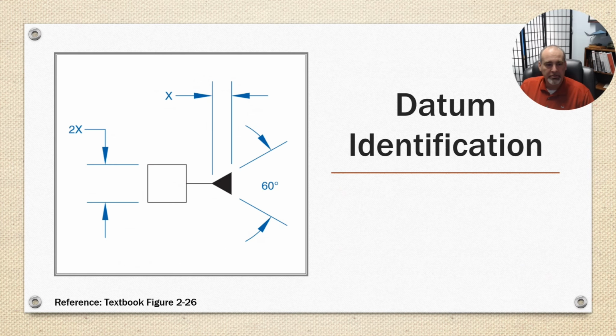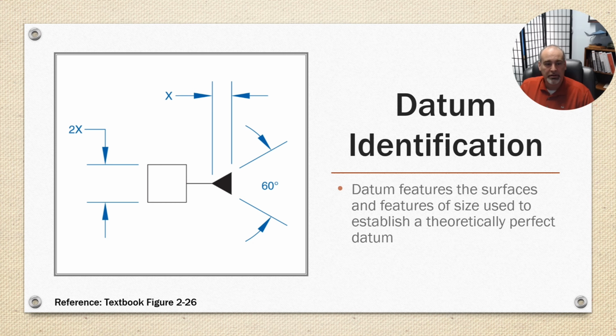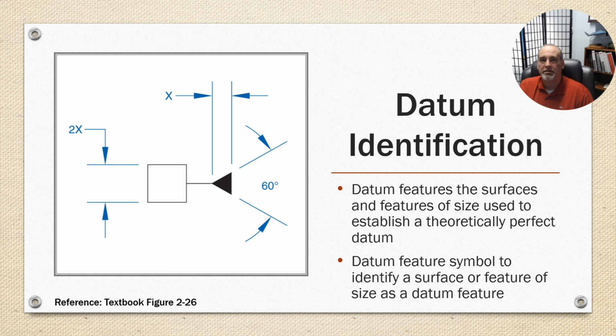Okay, datum identification. Datum features are the surfaces and features of size used to establish theoretical perfect datums. The datum feature symbol is to identify a surface or feature of size as a datum feature. So you're saying, okay, this is my important feature, and this is where my tolerance needs to be based. So when you're doing machining, that's where you want to keep track of your datums and your origins.